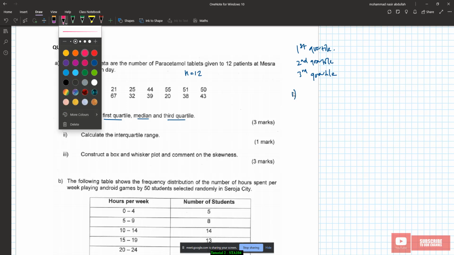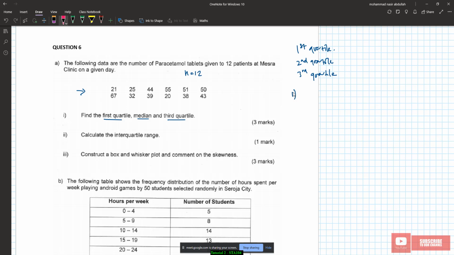Let's say first step, the smallest number is 20, 21, lagi apa? 25, and then we have, this is 20 dah, 21 sudah, 25 sudah, and we have 32, right? And then we have 38, 39, is it? Right? And then we have 43, 44, right? And then we have 50, so kita letak bawah lah, 50, and then 51, 55, and 67, right? All covered. So all together we have 12, right?